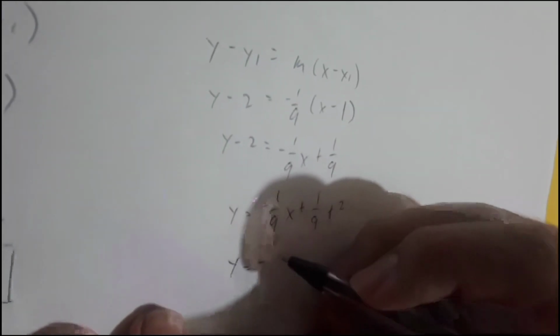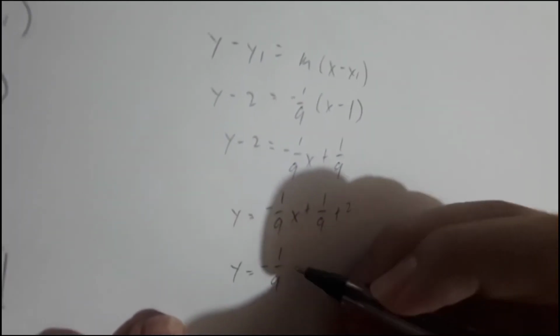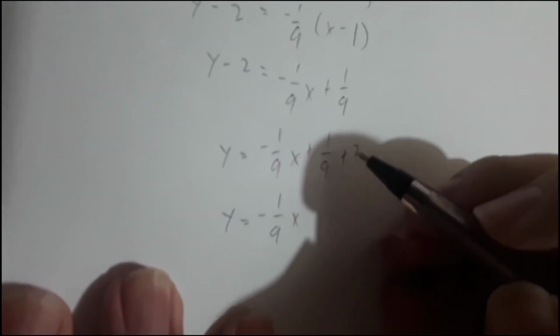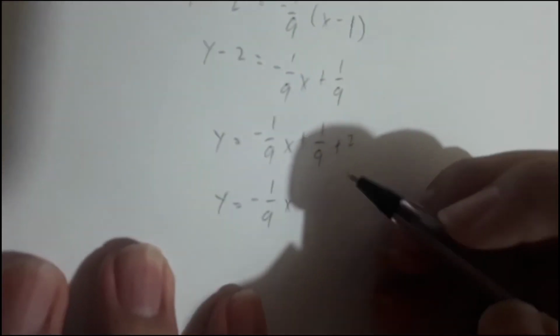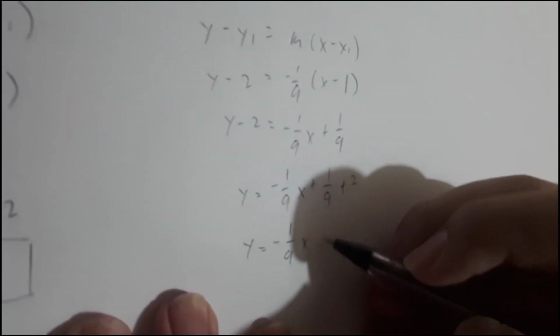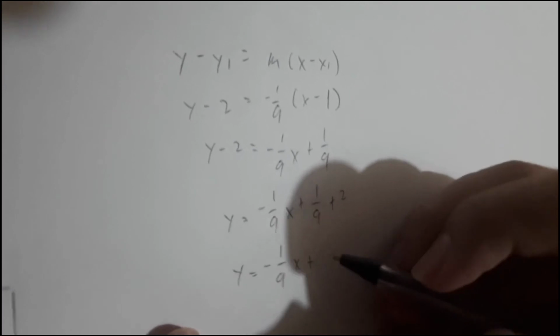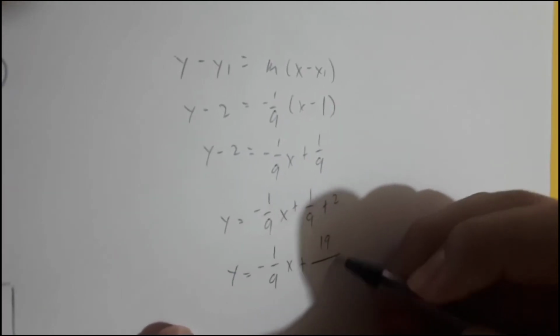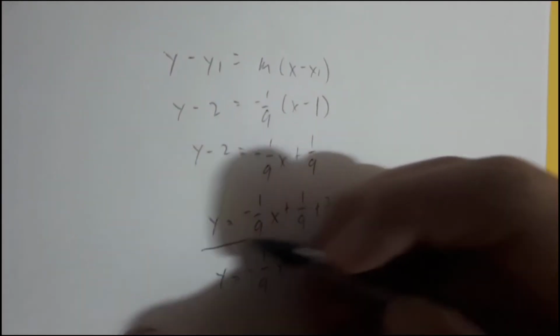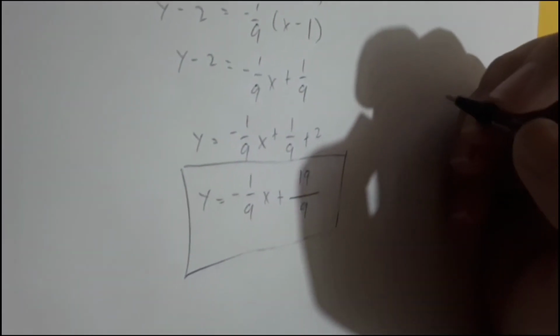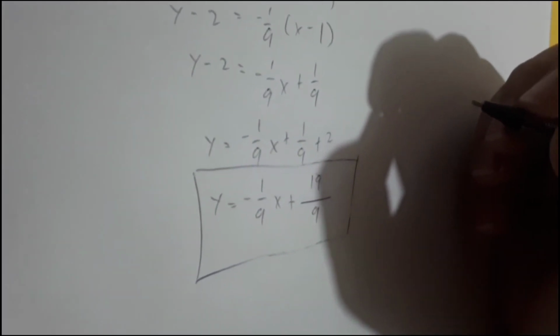Combine like terms. Negative 1 over 9x, and the sum of 1 over 9 plus 2 is 19 over 9. Here is our equation for the normal line. That's it.